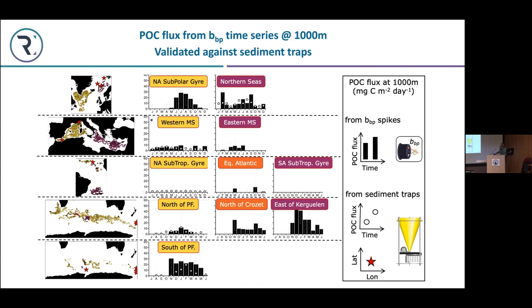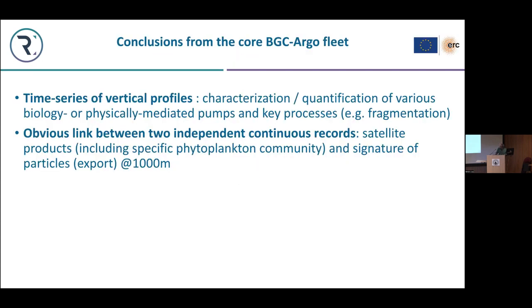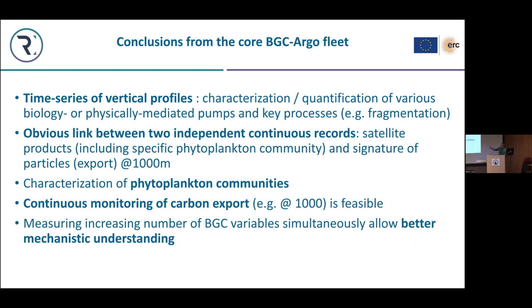So you can see this is the subtropical gyre. You can see here the Northern Sea, and here you can see south of the polar front. So there are some, I would say, agreements between the data collected by these indirect optical methods and the way to extrapolate to flux. So, conclusion for this: characterization of phytoplankton community, continuous monitoring of carbon export, and measuring an increasing number of BGC variables simultaneously to allow better mechanistic understanding of the process.